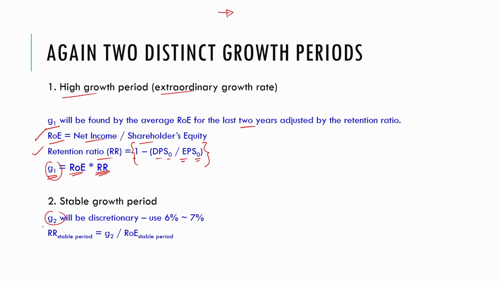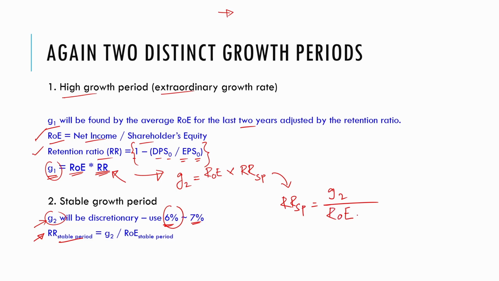And what will be our G2? It is completely discretionary and customary to use a figure of 6% to 7%. We will use 6%, as we have already used in FCFE and FCFF. From there we will calculate the retention ratio of the stable period. We will just take the reciprocal of this. That means G2 will be ROE into RR of stable period, and from here RR of stable period is equal to G2 by ROE, the ROE of the stable period, of course.